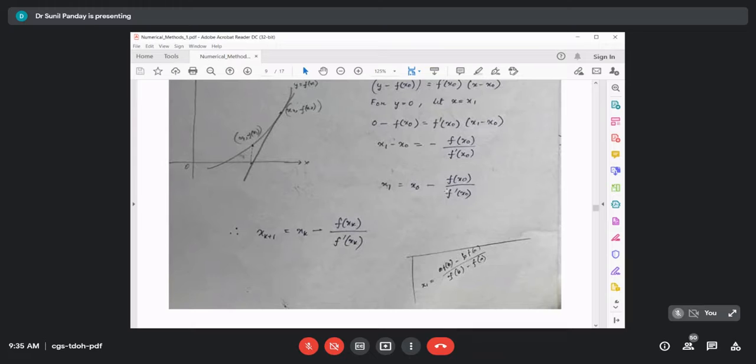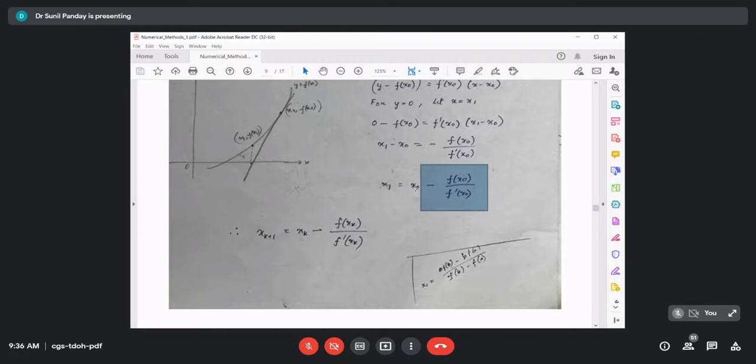But if f dash of x naught is near to 0, then the whole quantity is near to infinity, and it means you are correcting x naught by some value near to infinity. So your Newton method is not going to converge if you have taken your x naught such that f dash of x naught is 0, or your tangent is parallel to the x-axis. So this is the one drawback.